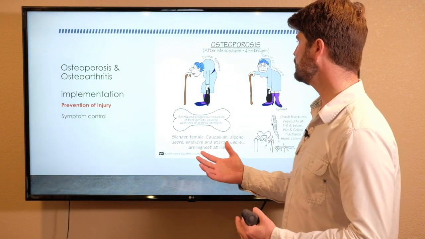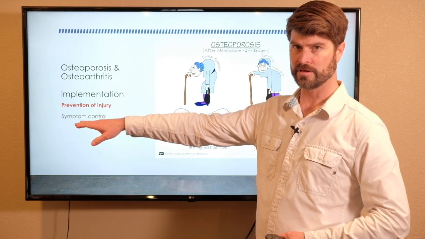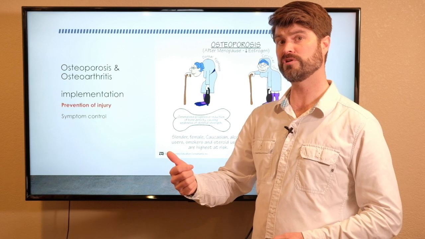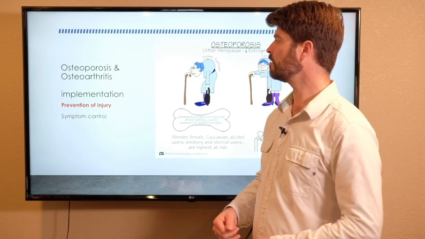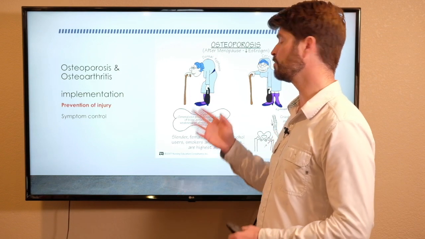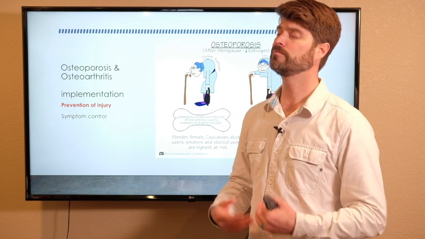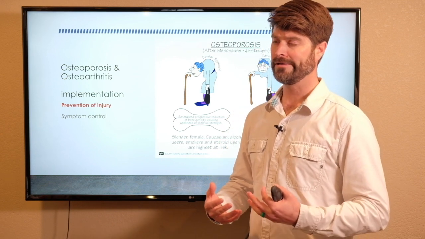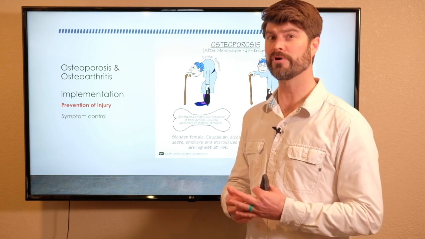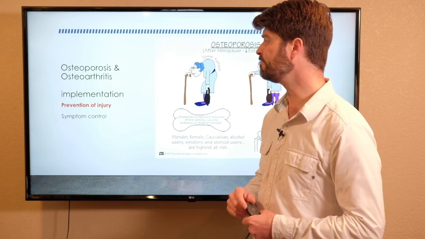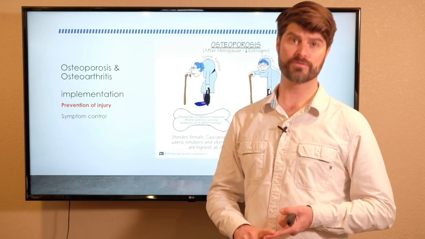So then for implementation and also evaluation, prevention of injury is the name of the game. These patients are at risk for injury associated with the limitations in how their joints move, and also risk for injury associated with their decreased bone density. So if they do fall and have an injury, they're much more likely to require more medical care associated with that injury and much more likely to break a bone associated with that fall.